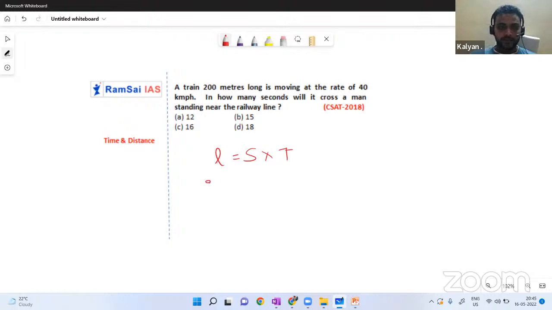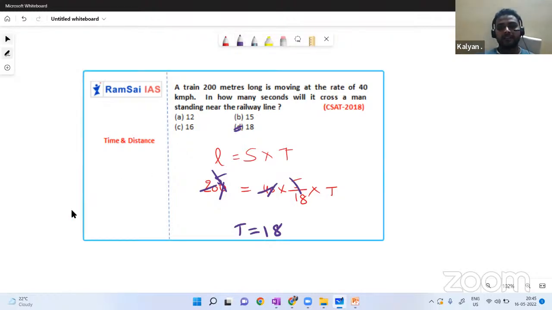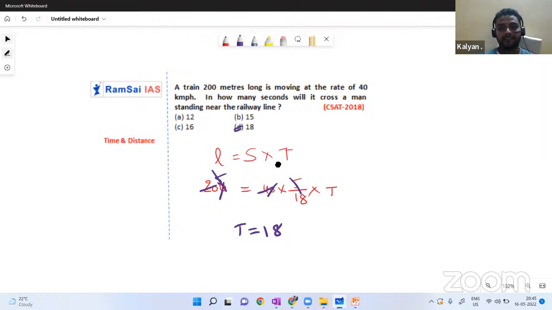So length is 200 meters. 200 meters is equal to speed. Speed is equal to 40 kilometer per hour, but you have to convert it into meter per second. And time you need to calculate. So just do this calculation, you'll get the answer. That's it. Done. It depends on how fast you are while calculating.